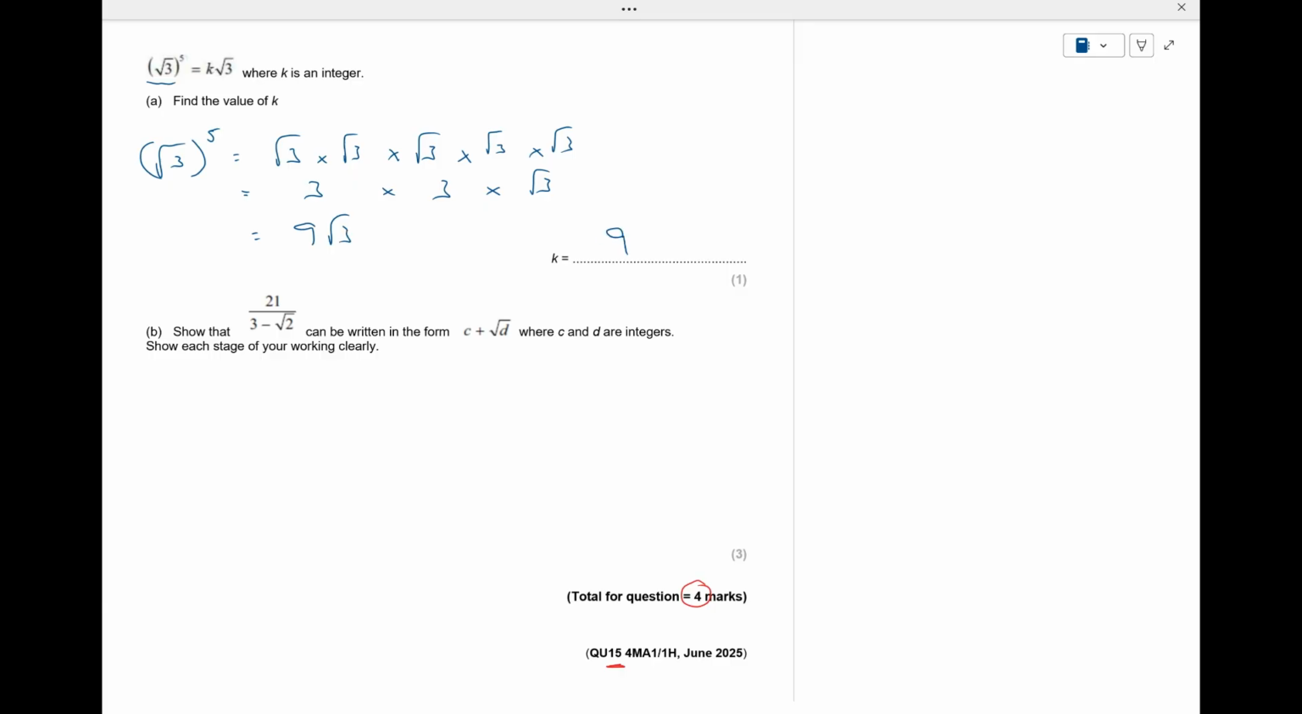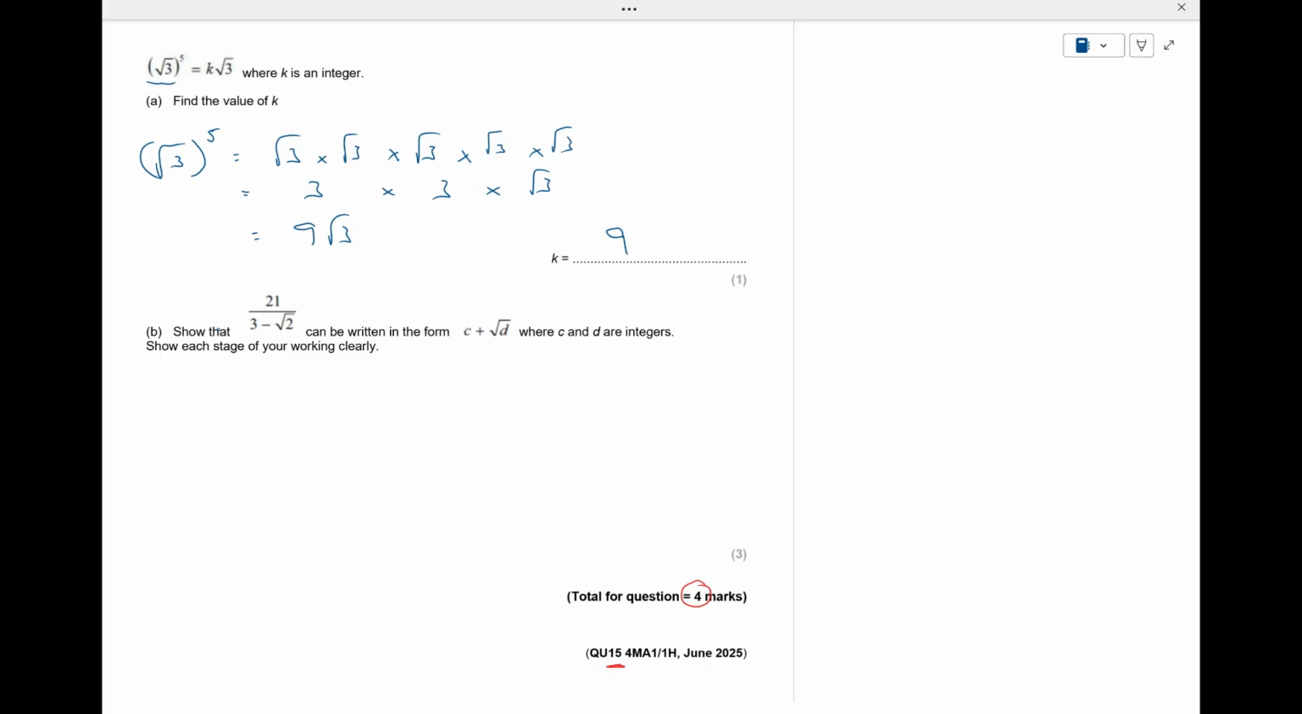Now, just out of interest, I wonder if I put that straight into my calculator, whether I'd get the answer. Let's have a look. Open bracket, root 3, close bracket, to the power of 5. Let's try again. I press shift equals then. Open bracket, root 3, close bracket, to the power of 5. No, it doesn't give it to me in surd form, so you couldn't cheat and use your calculator for that one.